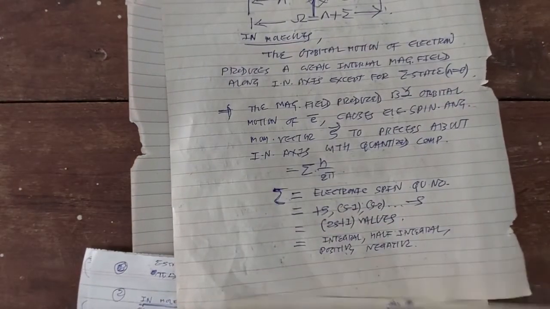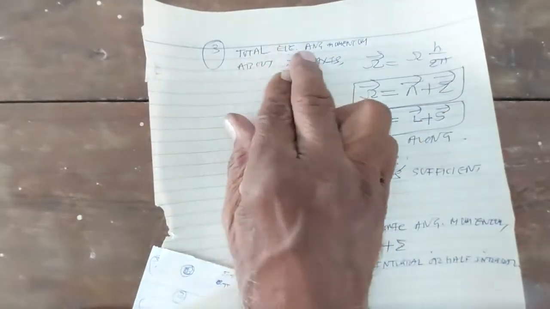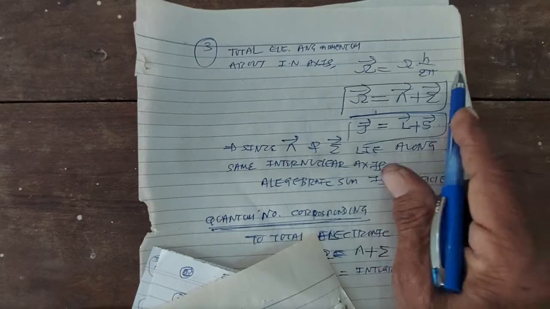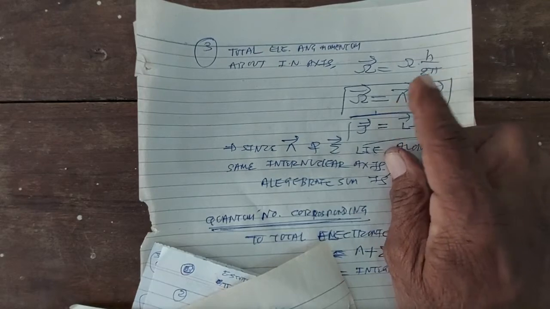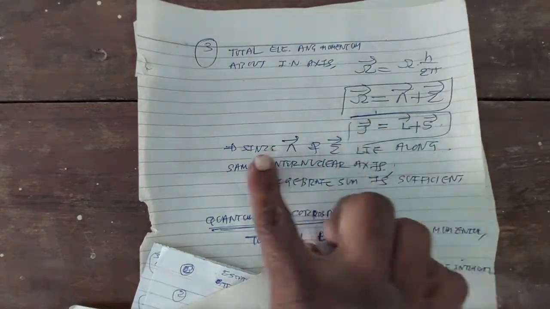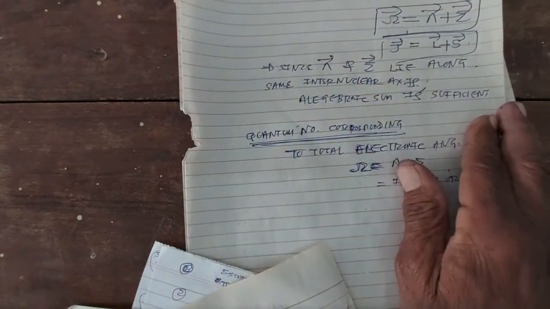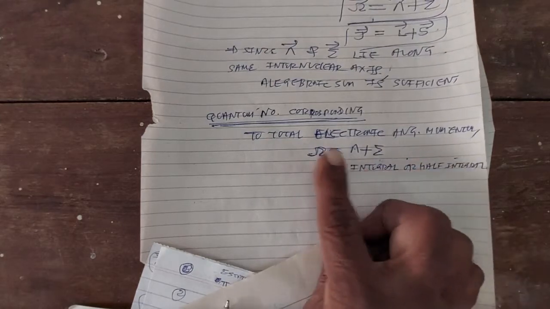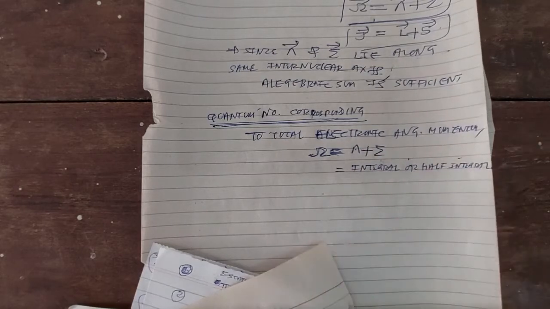And the sum of lambda and sigma is called the total electronic angular momentum along the internuclear axis. Omega is defined by the sum of the angular momentum quantum number lambda and the spin angular momentum quantum number sigma, right? Since lambda and sigma both lie along the internuclear axis, the algebraic sum is sufficient, okay? And the quantum number corresponding to the total electronic angular momentum is omega, the sum of lambda and sigma, which may be integral or half integral, and it may be positive or negative also.